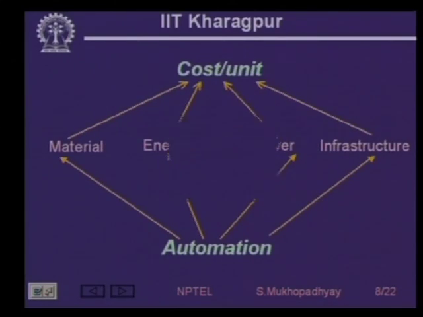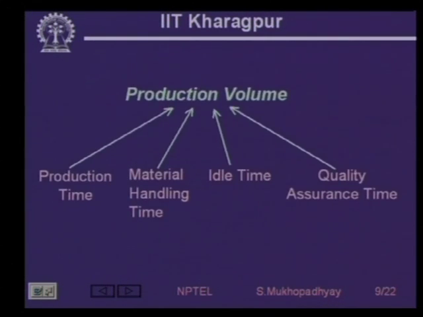Now, let us come to production volume. How do you increase production volume? Assuming that you have enough material, enough manpower, and enough demand, so that you can produce to the extent that you really can, automation will enhance production volume because of several reasons. Essentially, you can increase volume of production if you can cut down the time to produce one job, one unit product. So, what is this time?